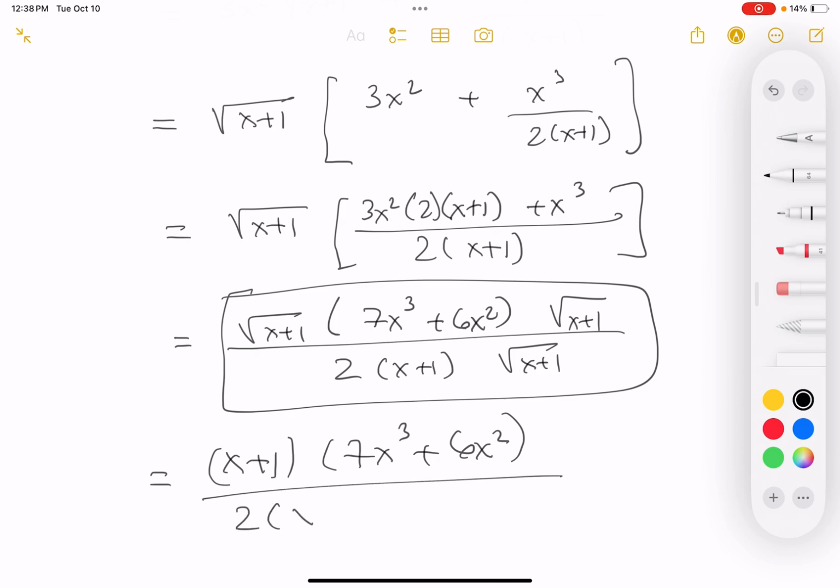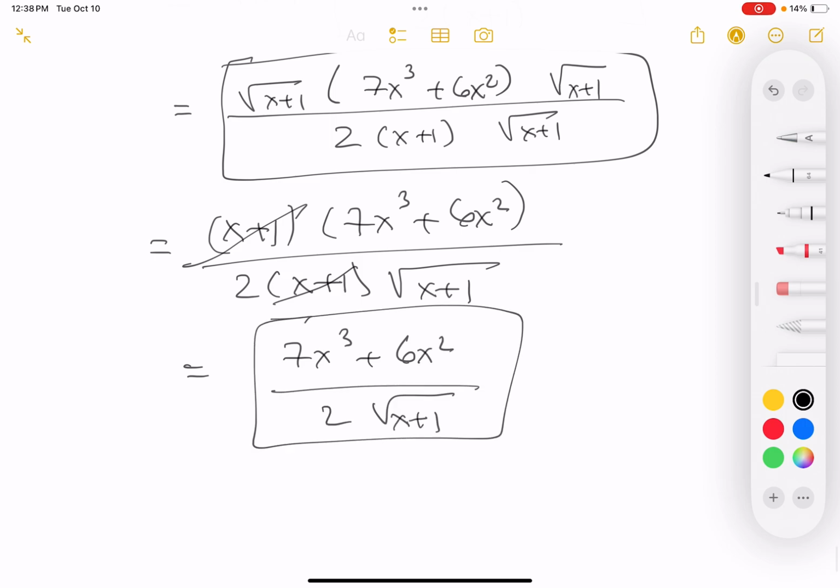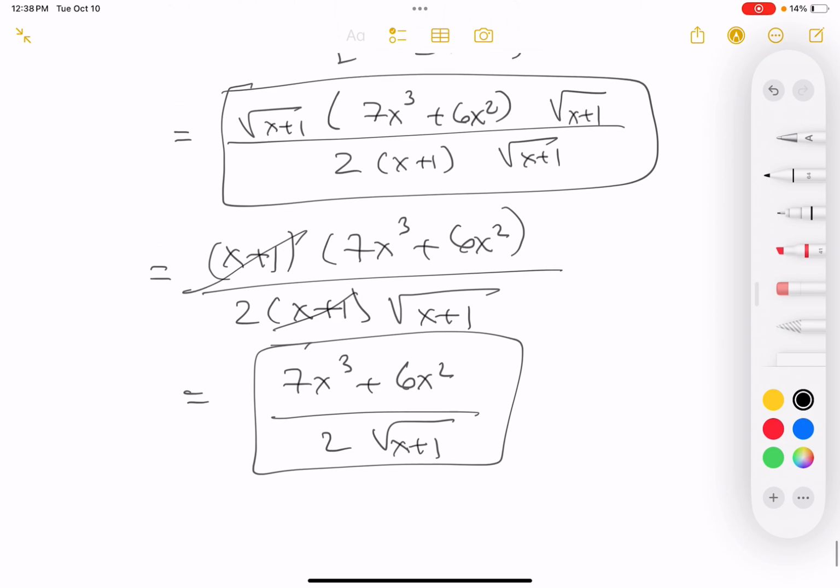What do you get at the bottom? 2, x plus 1, square root of x plus 1. Cancels these off. What do you get? 7x cubed plus 6x squared over 2 root x plus 1. And that's his final answer, by the way. Again, someone says, which one's the best answer over there? I really can't say which one's the best.